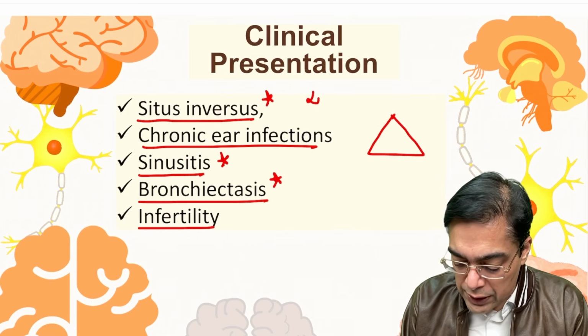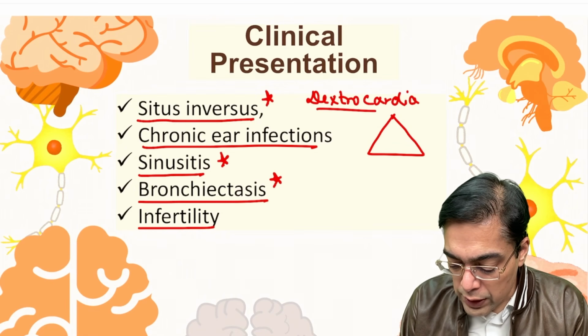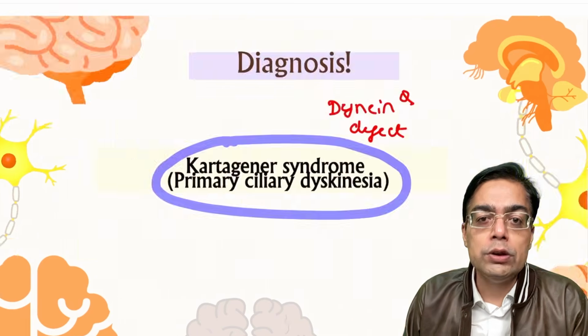Instead of writing the term situs inversus, sometimes in the exam question, he will say the patient is going to be having a right-sided heart or he is going to be having the presence of dextrocardia. Talk about the next one.